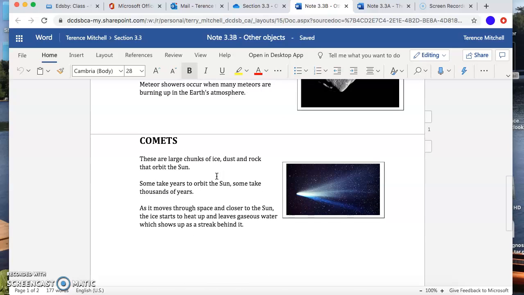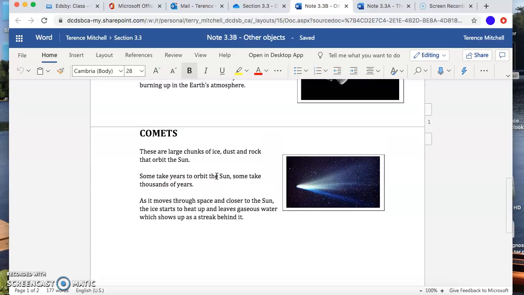Comets. These are large chunks of ice, dust, and rock that orbit the sun. Some take years, some take thousands of years. As it moves closer to the sun, the ice starts to heat up and it leaves a big gas and water tail behind it, or streak. So comets look like they have a big tail behind them. Probably the most famous is Halley's Comet.